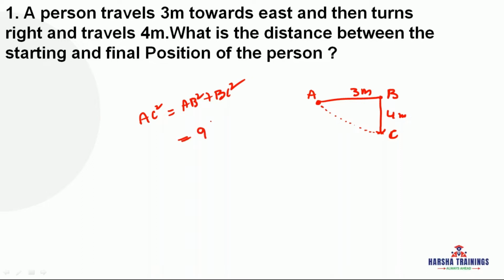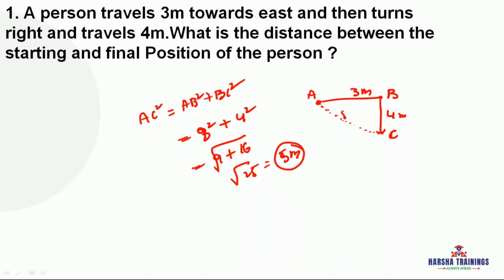AB square is how much? Sorry, 3. 3 square is how much? 9. And here is 4. 4 square is how much? 16. Okay. Root of 9 plus 16 is how much? 25. Root of 25 is how much? 5 meters. Okay. So this distance is how much, guys? 5 meters.